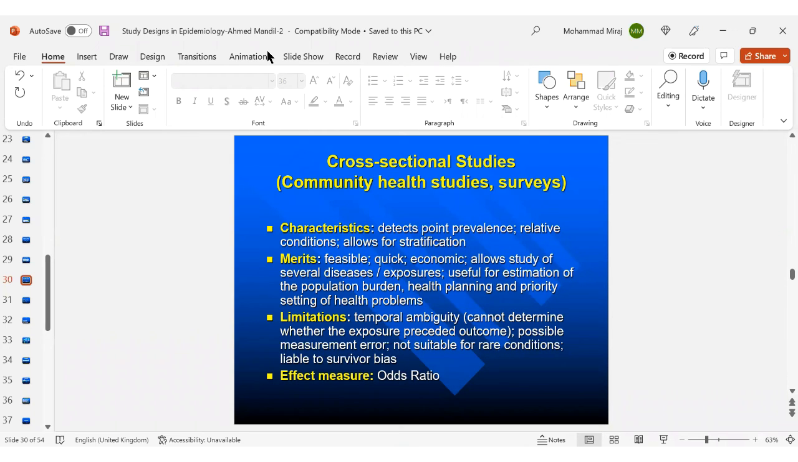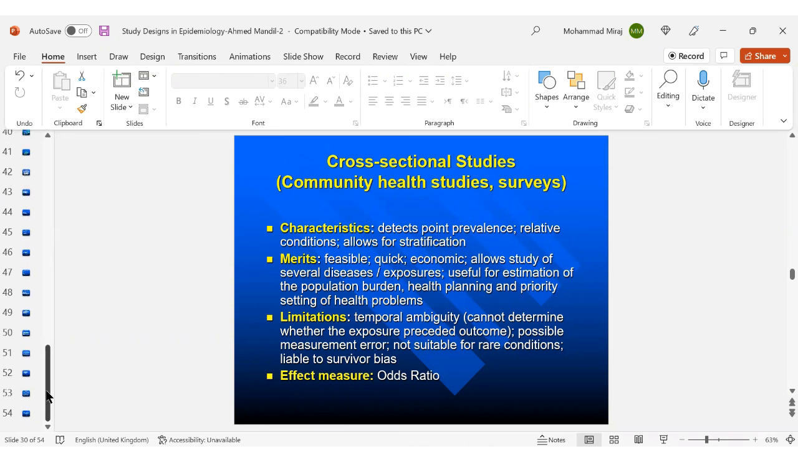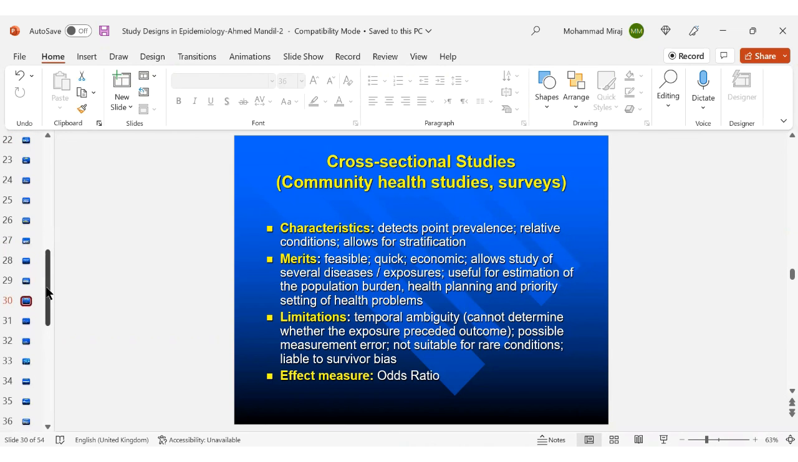For example, you have the feasibility of the study, and there is a quick understanding of the same, which allows for the different types of disease. So these are basically the benefits of your community health studies or the cross-sectional studies. It will give you point information regarding that particular group. Is it clear? Yes, sir. Okay. And then based on this, we can calculate the odds ratio.